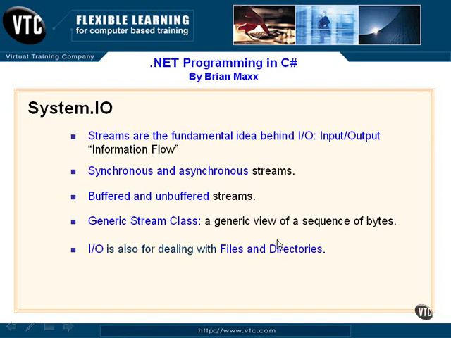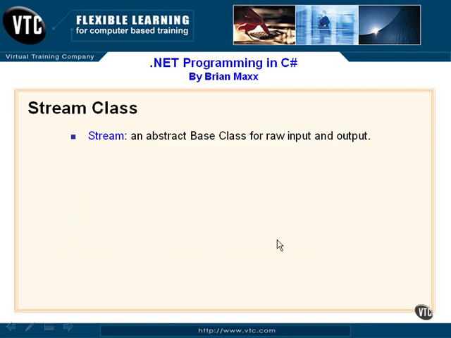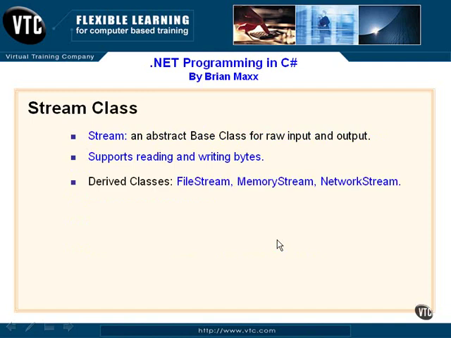Now, I/O is also for dealing with files and directories, so not just streams. A stream class, this is an abstract base class, and this is going to be for your raw input and output. Just some more definitions before we jump into what the methods are. Now, stream class is going to support methods for reading and writing bytes. There are derived classes as well, not just for working with files. You do have a file stream, memory stream, and network stream, and this is going to allow you to work with files, memory, and network conditions.